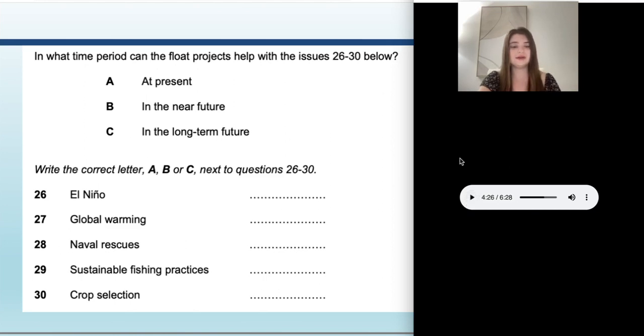Okay. So now they're saying the results are a long way off. So perhaps it's helping us a bit now, but the results of these float projects are still not going to happen for a long way off. So, a long way off, what does that mean? That means in the long term future, the distant future. So, at first, it sounded like maybe that's helping at present right now. But no, the results are a long way off. And they're asking about when it can help with these issues. So, seems like actually 27 will be C instead of A.